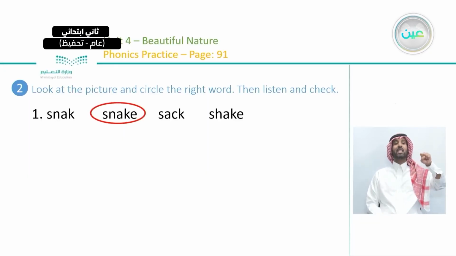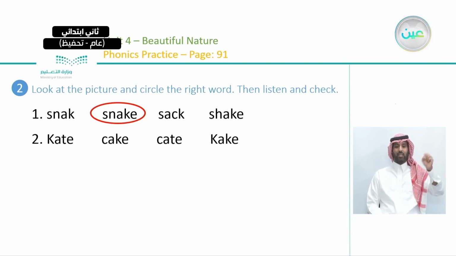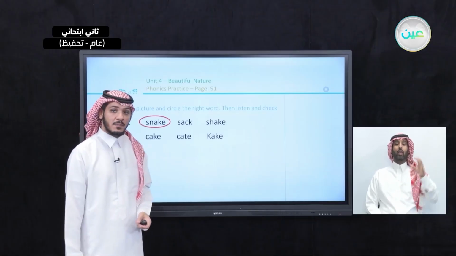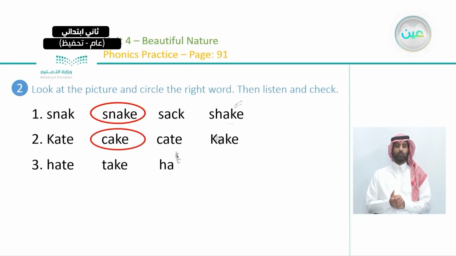That's right. Number 2, we have Kate, cake. Now let's listen. Cake, cake. Where is cake here? Yes, excellent. So this is the cake. That's right. 3, we have hate, take, hat, hit. Let's listen. Hat, hat. So what is hat? Yes, excellent. So this is a hat.